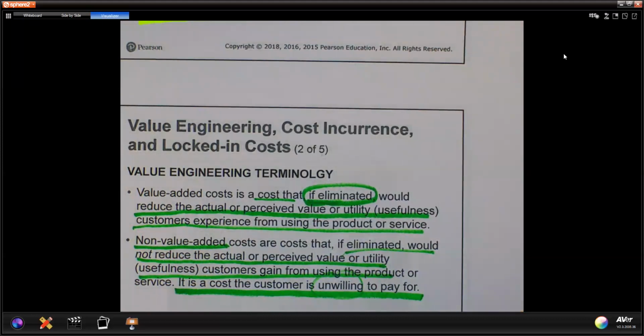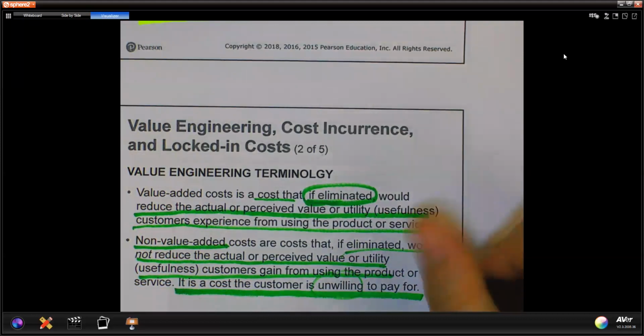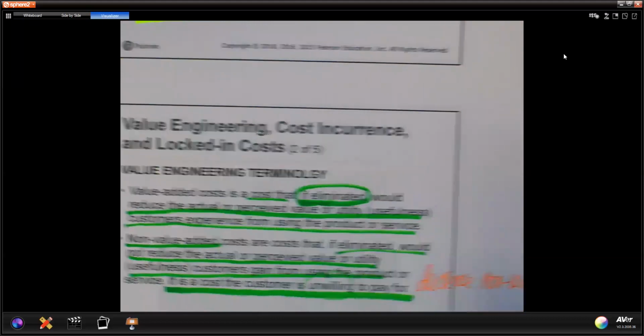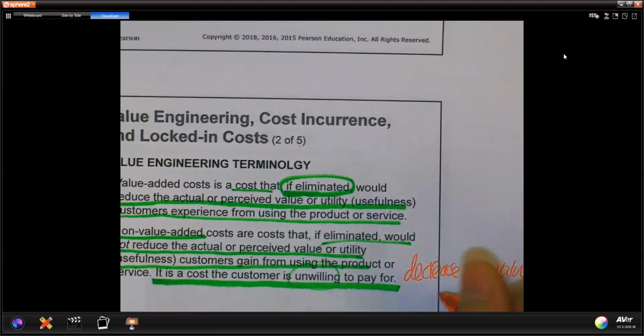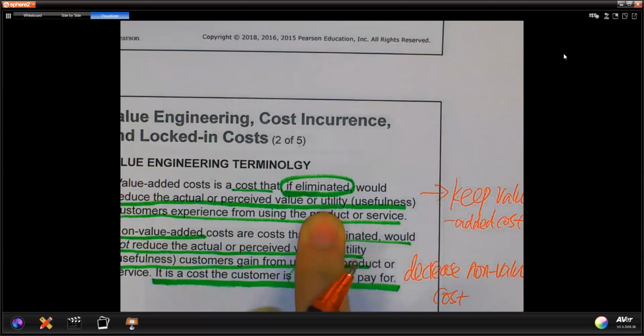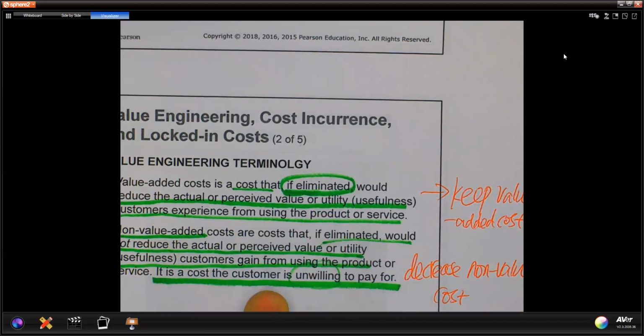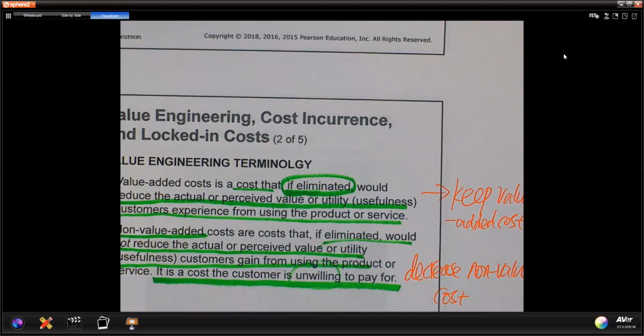So when we do value engineering, which type of cost should we try to figure out and decrease? We should decrease the non-value added cost, but we still keep the value added cost. Because if you eliminate that, yes, cost is decreased, but that will hurt your value. But for non-value added, if you eliminate it, it will not hurt your product because it doesn't add value. Yeah, I still don't really know.